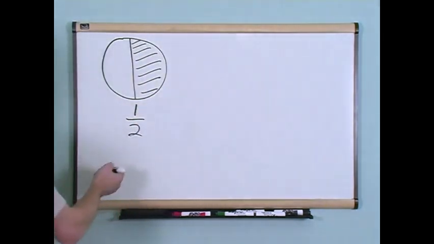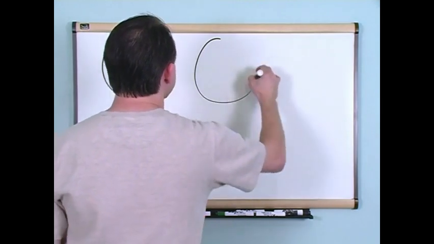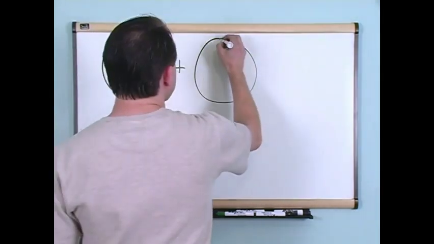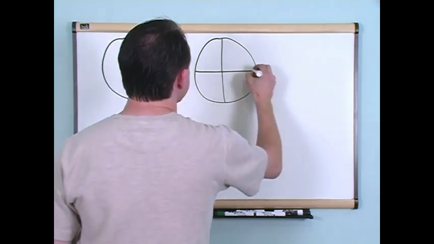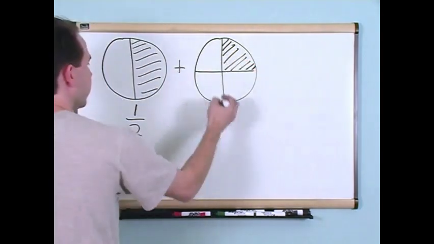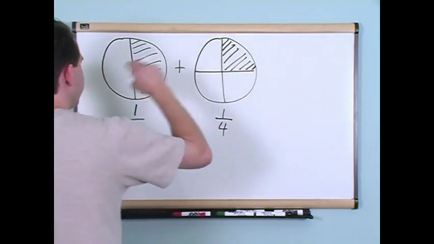We said this is half, one piece out of two possible pieces. Now let's say over here, I want to add something to it. So I'm going to add something here. But what I'm going to add is not going to be a half, it's going to be 1/4. One piece out of four possible pieces.